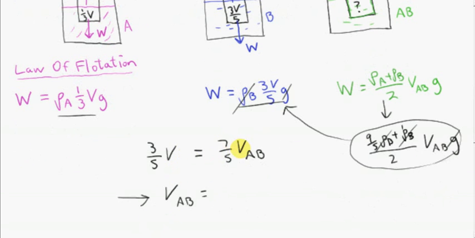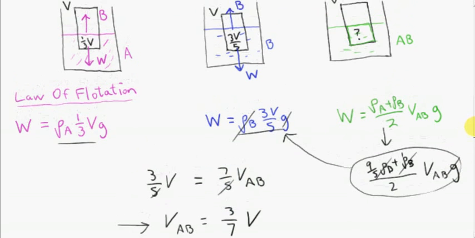So how do we get VAB? We just multiply both sides by 5/7. Well, we can cancel the 5's. Divide both sides by 7, so 3/7 V. So in the mixture, 3/7 of the axis of the cylinder is immersed, which means that 3/7 of the volume is immersed.